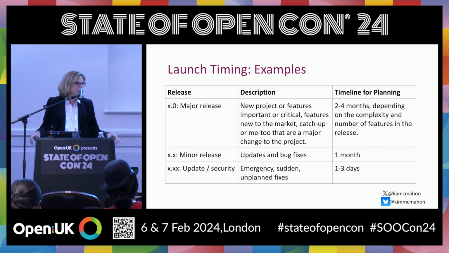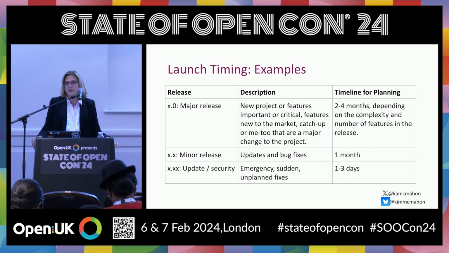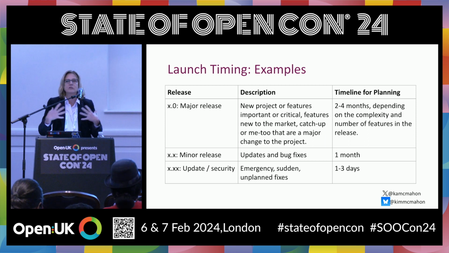A major release, obviously, is a brand new project that you're launching or new features, and I try to share with the team this is the timeline: if we have a major release and it's complicated, I need 4 months ahead of that release to start talking to you about what you're thinking of putting in that release so that I can prepare all the different things that I want to advocate for it, build the community around it, make sure that we're getting awareness for it. With a minor release, my timeline's typically a month, and with a patch, update, security release, 1 to 3 days.